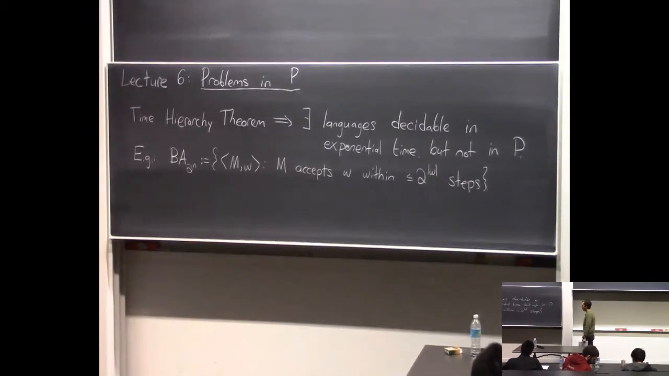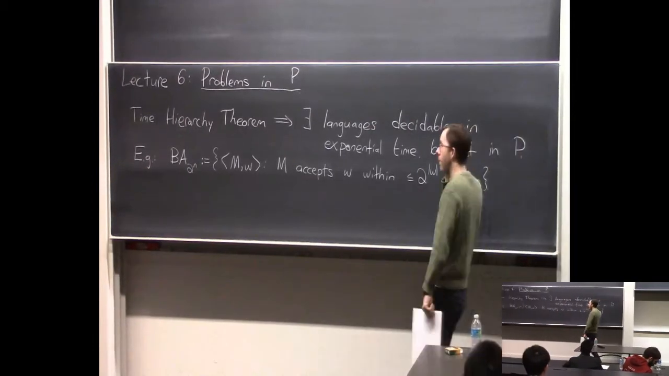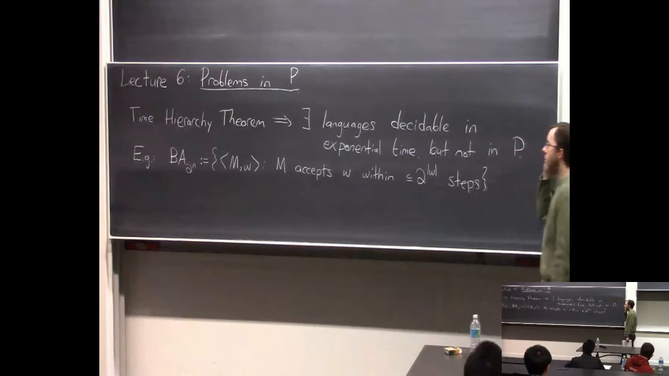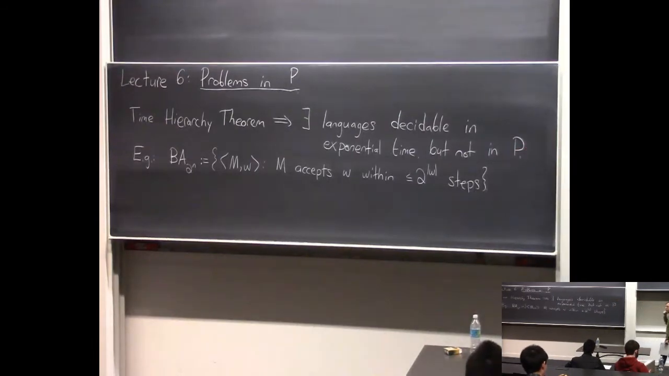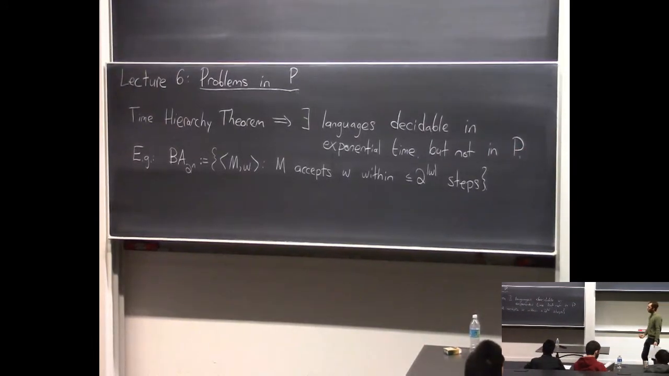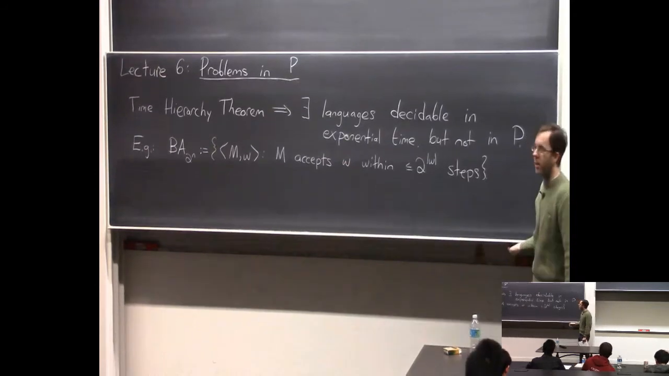So the time hierarchy theorem, one thing that it implies is that there are languages that you can decide in, say, exponential time, but that are not in P. So there are definitely some problems that are not solvable in polynomial time, and not for a ridiculous reason like they're not solvable at all. You can solve them given enough time. They're just not solvable in polynomial time.